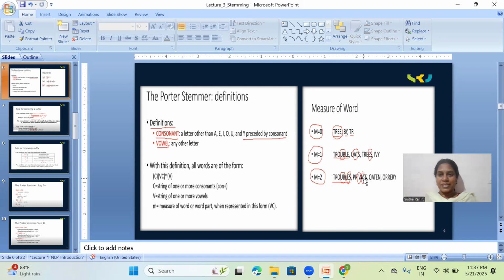I hope everyone understands now: what the C value is, what the V value is, and what the M value is, and how to calculate the measure of words. M is called the measure of words.